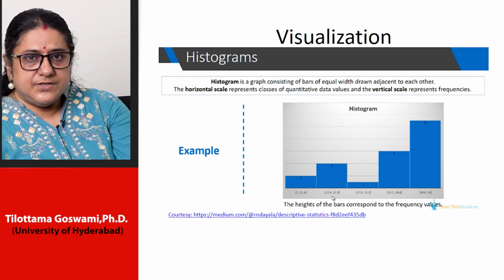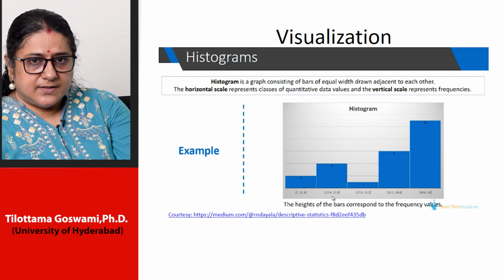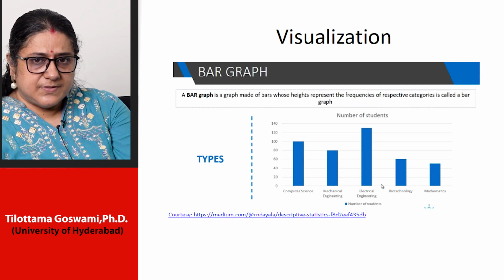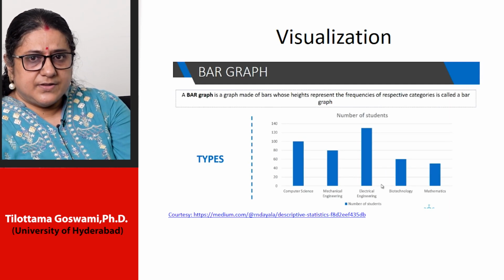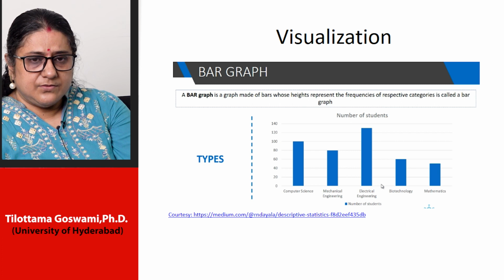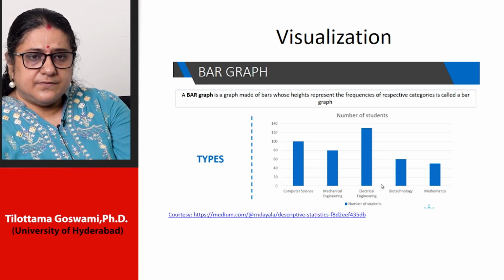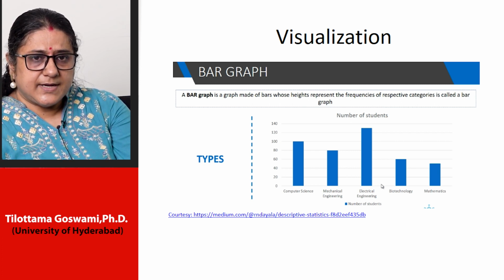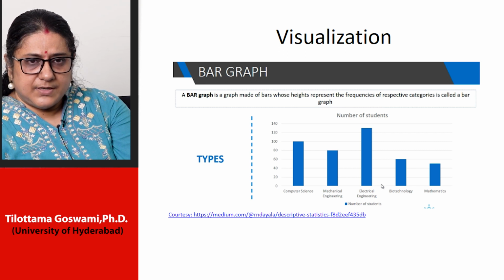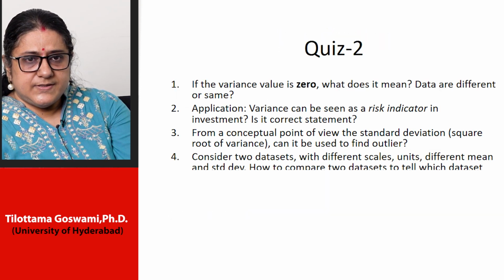These are some of the visualization tools, like a histogram. The frequency measure of the elements is plotted. Then bar graph, it also represents the frequencies of the respective categories. It can be used for categorical data and frequencies. There can be stacked bar, side-by-side multiple bars, and the quiz.